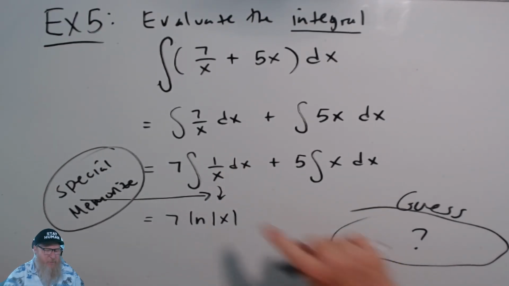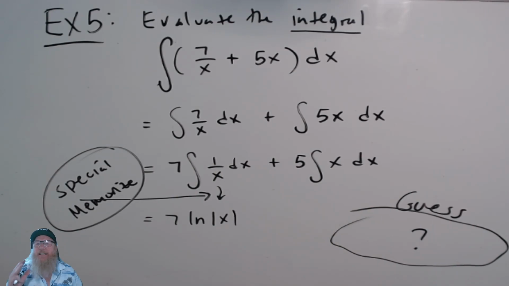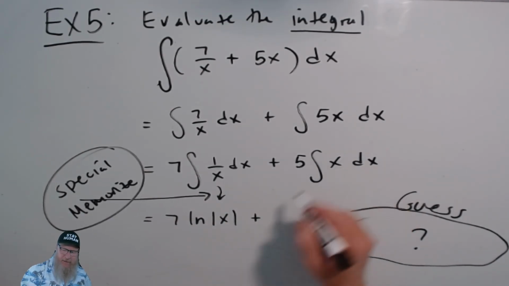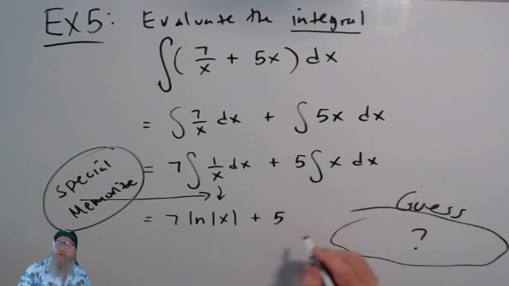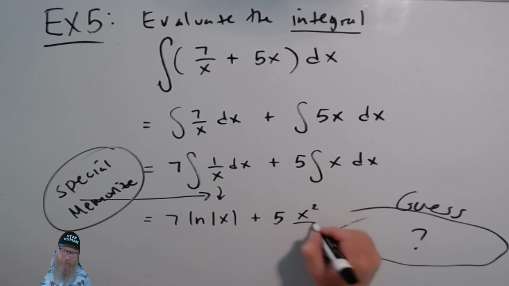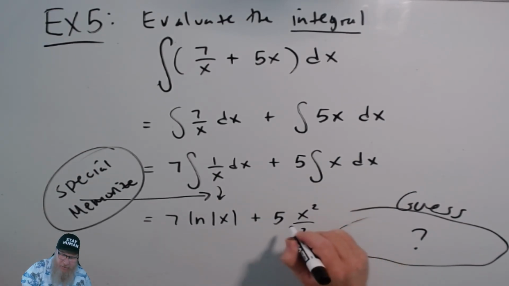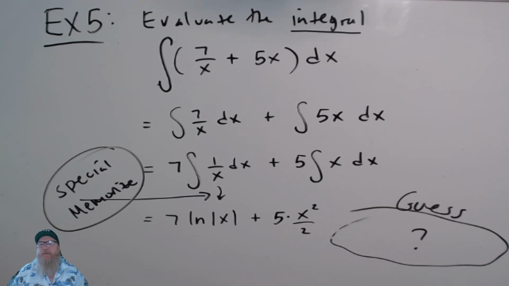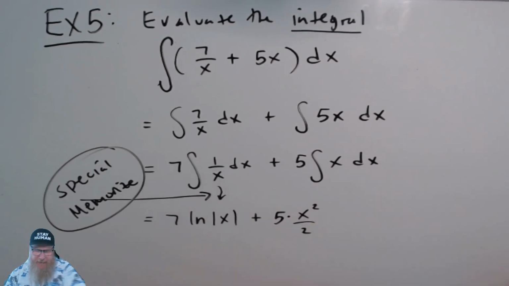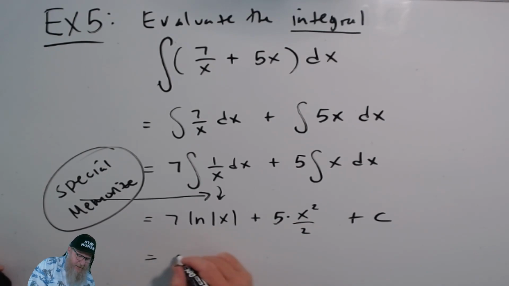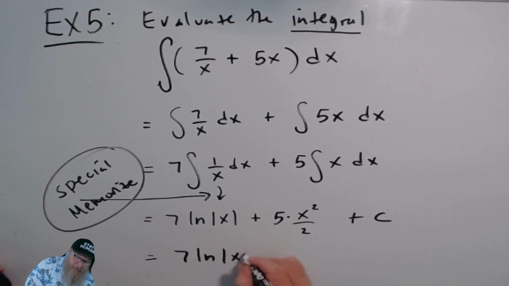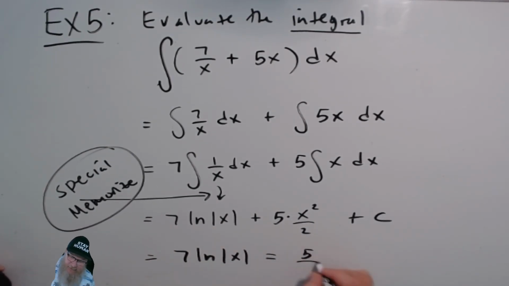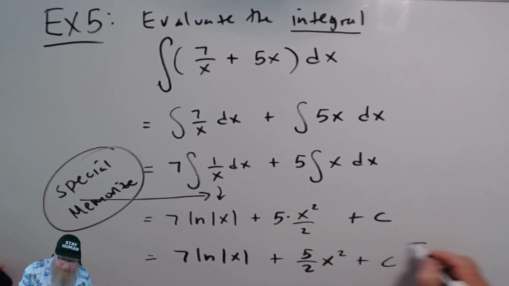You just have to memorize 1 over x is the same as x to the negative 1. And so you just memorize that. And then 5 times the integral of x. We just did that. It's x squared over 2. You can use a dot or parentheses or whatever. And then don't forget your plus c. So now check your guess. See if what you thought it was is exactly what I got here.